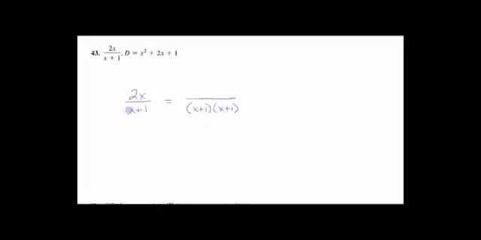How did we turn x plus 1 into x plus 1, x plus 1? We multiply it by another x plus 1. So we have to multiply the top by x plus 1 as well. So we can keep this in factored form, and that is your fraction.